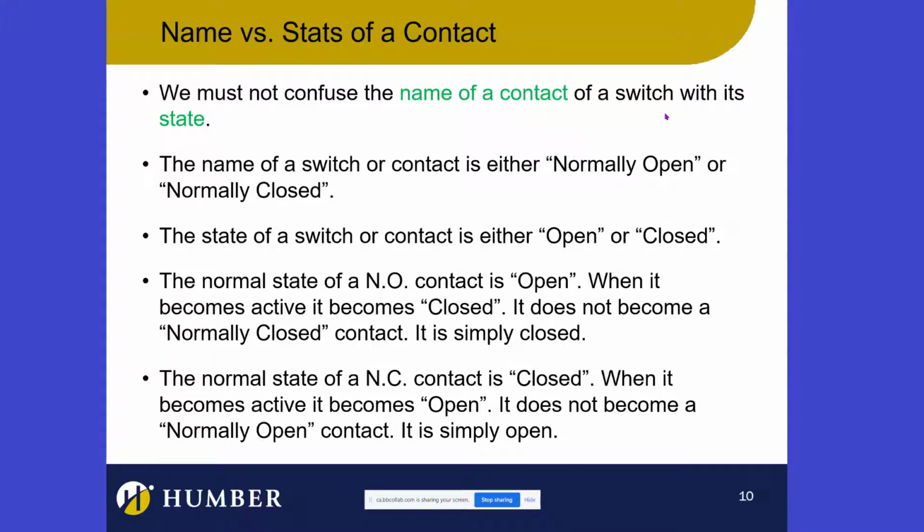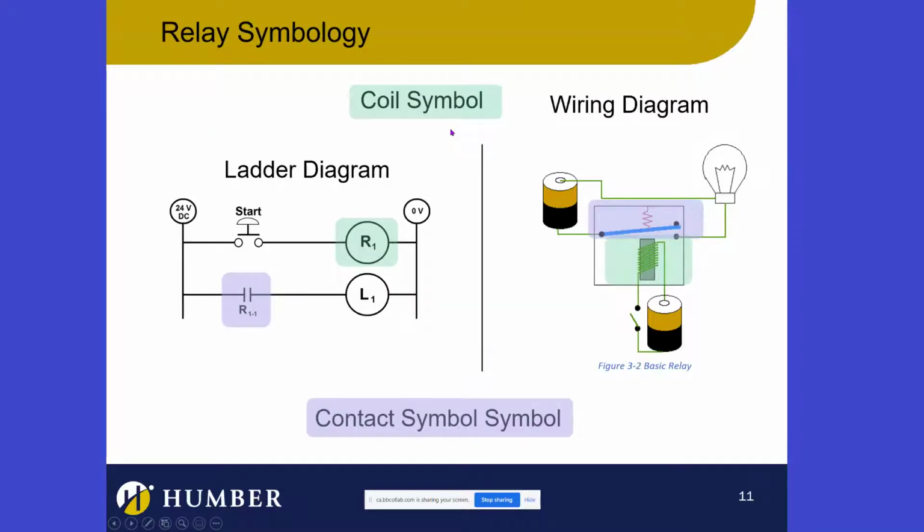So the normal state of a normally closed contact is closed, because normally it's closed. So when it becomes active, it becomes open. It does not become a normally open contact. It's just simply open. So I think we're good with that, and you guys don't forget that.